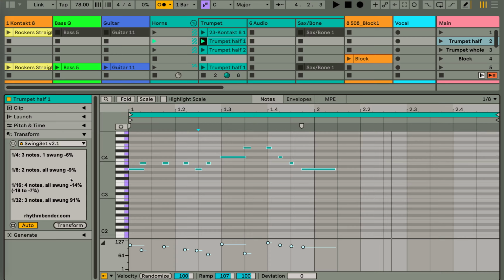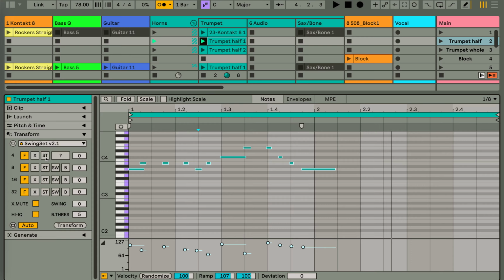So the heaviest I can go with a negative swing in SwingSet is -10. And I'm going to apply that -10 to the 16th since they're the heaviest negative swung division. And then I'll go -5% for the quarters, -8% for the eighths, and the 32nds we're basically just going to keep them where they are. I'll just go to 90, and applying that recipe looks like so.